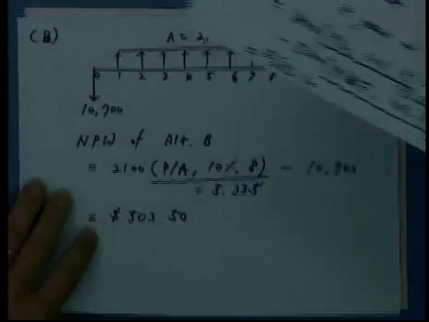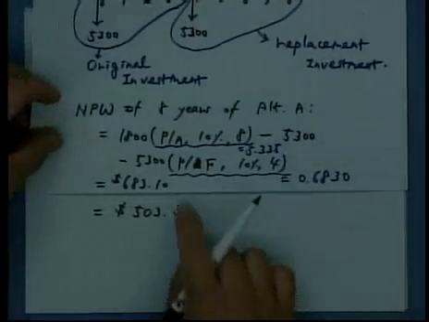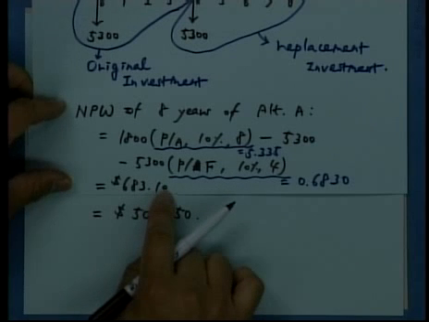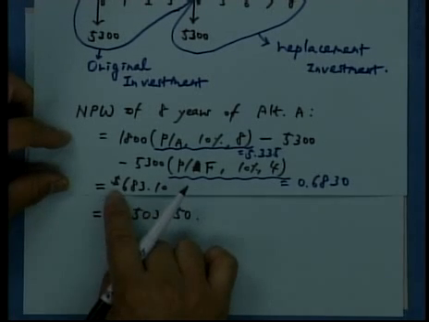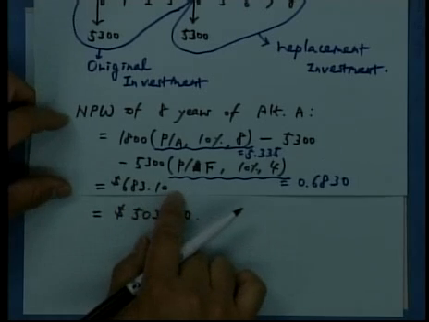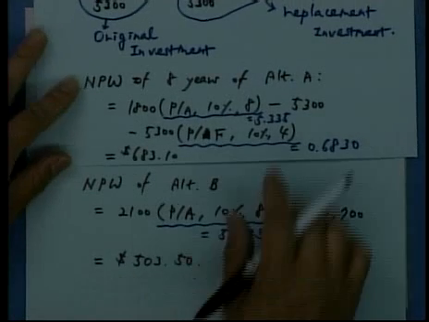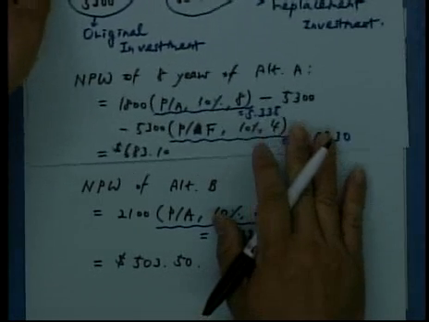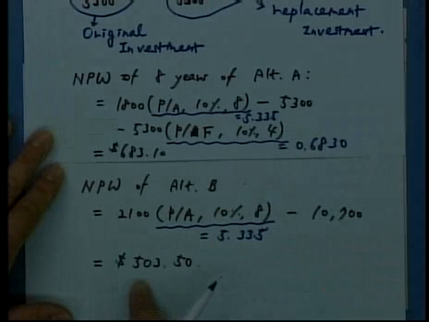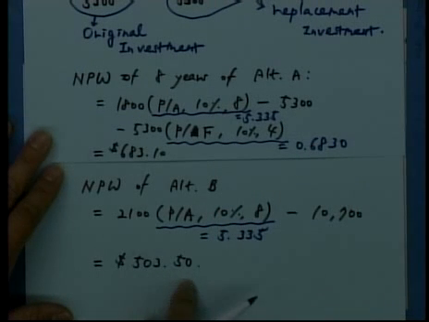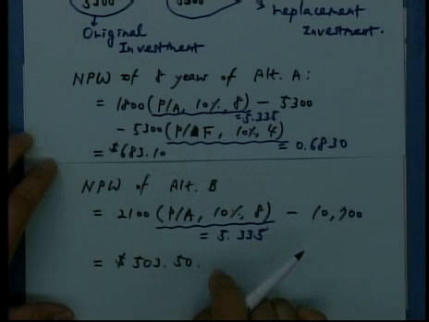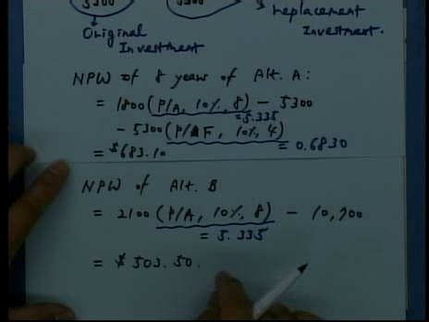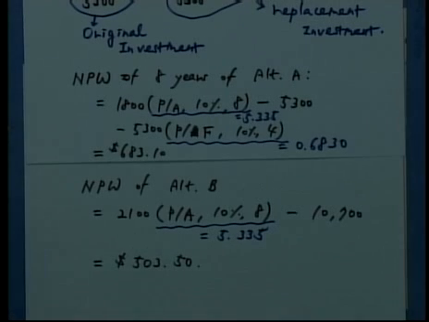So now, what you need to do is compare these two numbers. Note the net present worth of 8 years of alternative A provides $683.10, and the net present worth of alternative B is $503.50. So which one do you need to choose? You need to choose alternative A, simply because it provides the larger benefit.